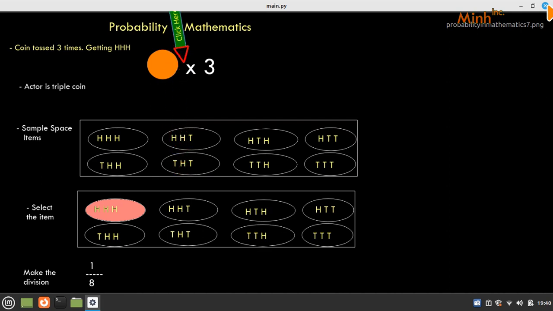Okay, so now the question is: a coin is tossed 3 times. What is the probability of getting head, head and head?